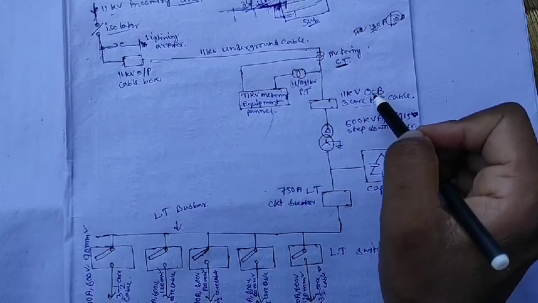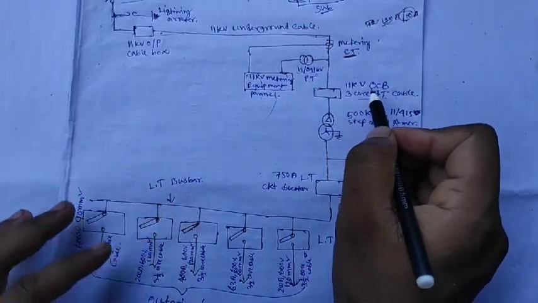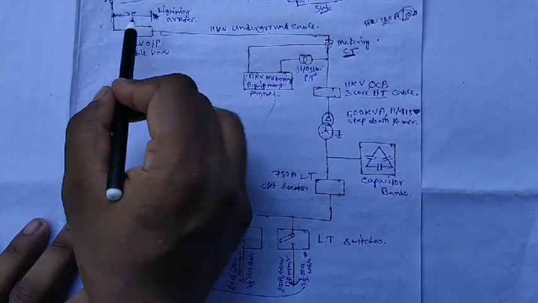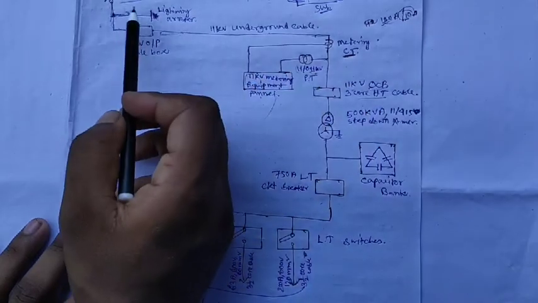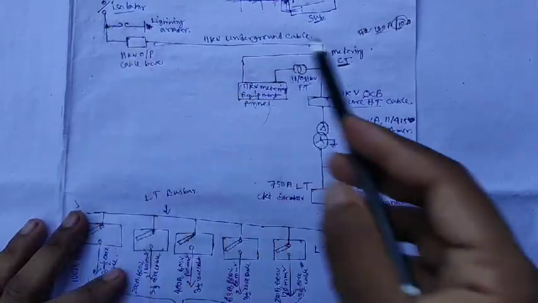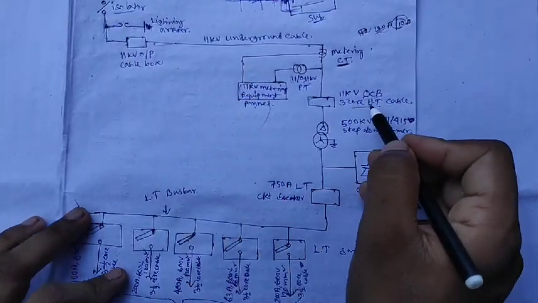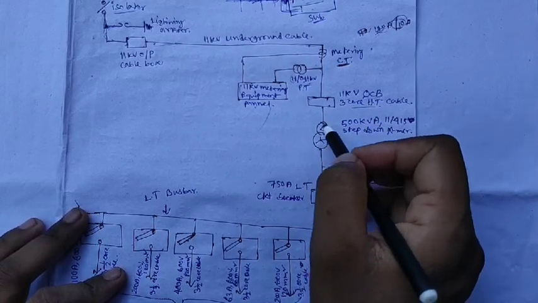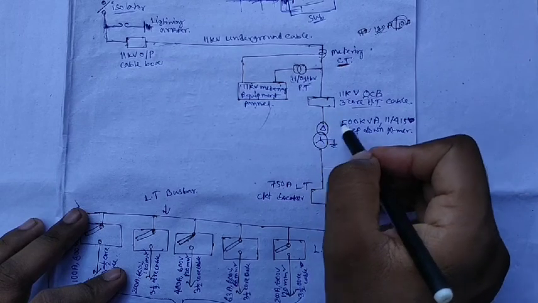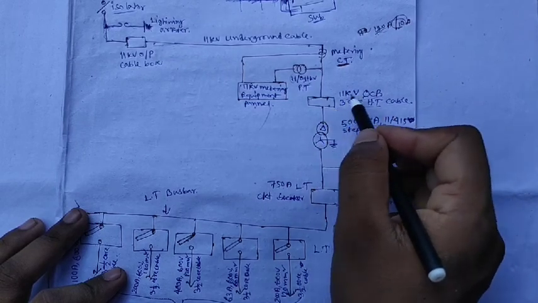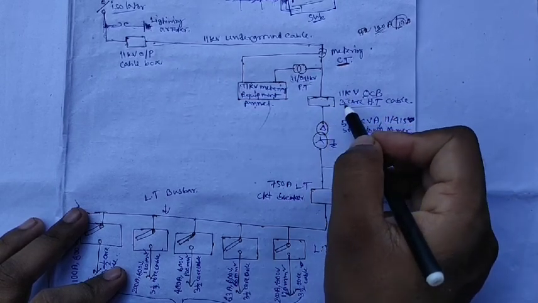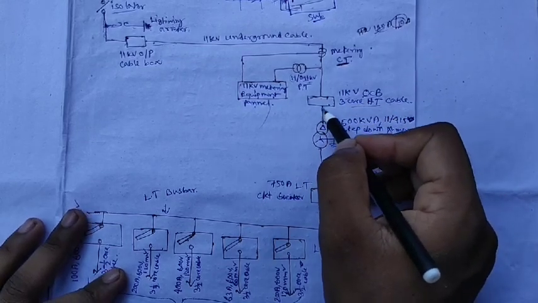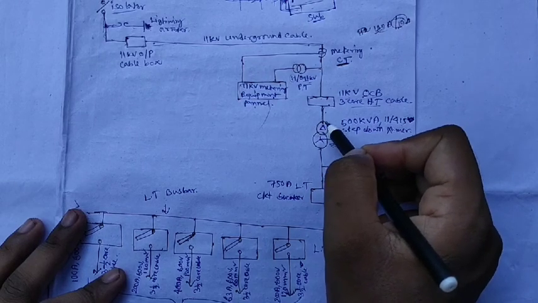Okay, OCB means 11 kV oil circuit breaker. Here also the circuit breaker is used. Sorry, in this portion here there is only an isolator on the incoming side. Then we also use the oil circuit breaker above the transformer, with a 3 core HT cable. Then from the oil circuit breaker the 3 core HT cable is connected, and this cable is fed to the transformer.